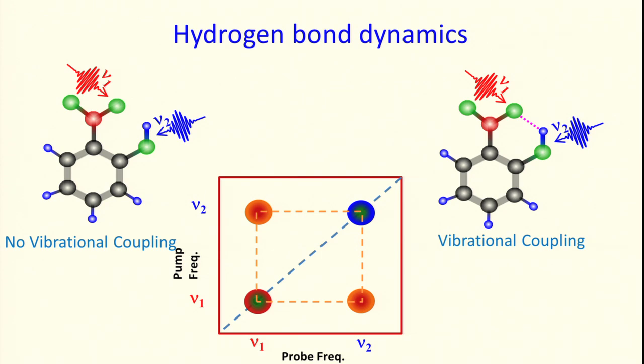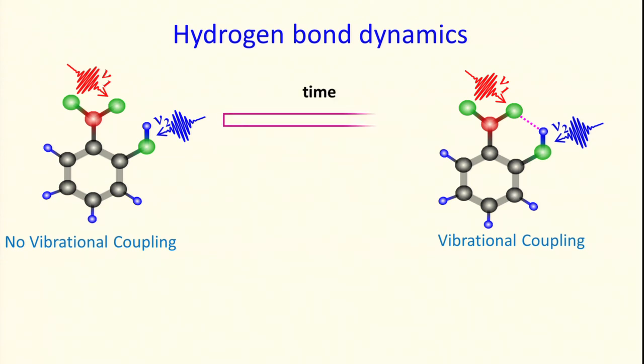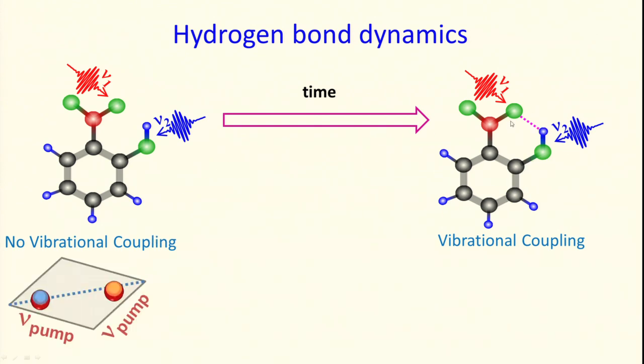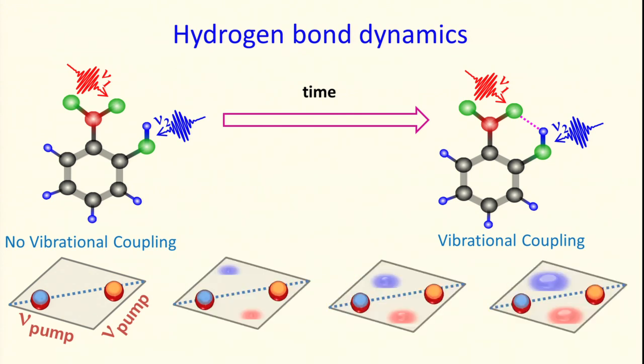Now see, if the situation is such that the hydrogen bonding is not there in ground state, we excite it, and then in the excited state the hydrogen bond gets formed. Then what happens? Then with time we go from this non-hydrogen bonded non-coupled structure to hydrogen bonded coupled structure. So, at time 0 we expect to have a 2D IR spectrum without off diagonal peaks. With progress in time the off diagonal peaks slowly emerge, and the dynamics of emergence of the off diagonal peaks gives us the dynamics of formation of hydrogen bond.